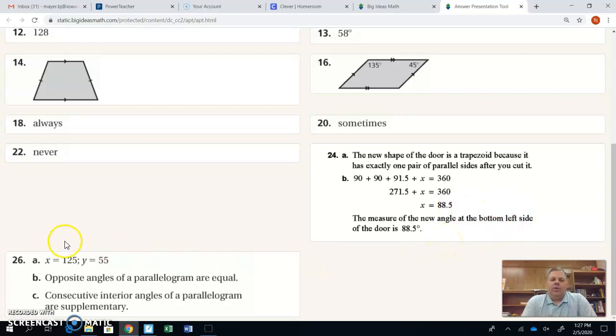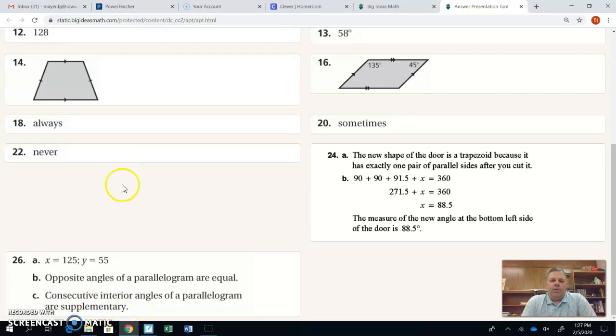For our last one, we know that x is equal to 125 and y is equal to 55. We know that opposite angles of a parallelogram are equal. And we know that consecutive interior or inside angles of a parallelogram are supplementary, or they add up to 180.